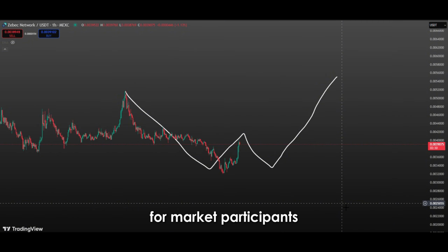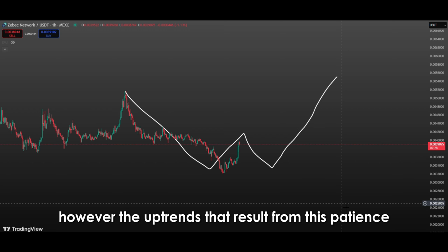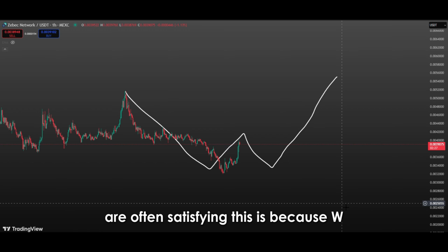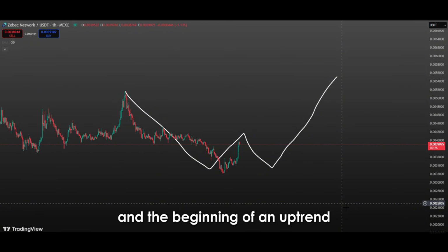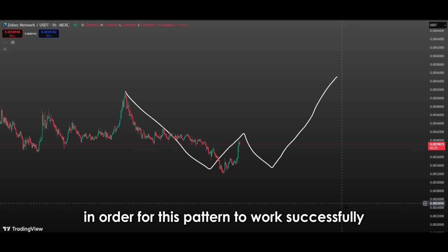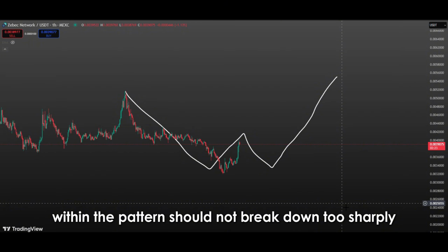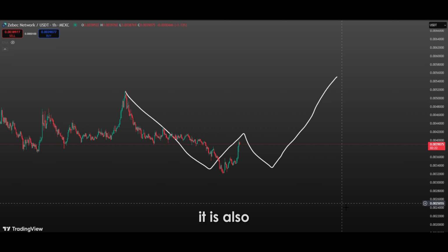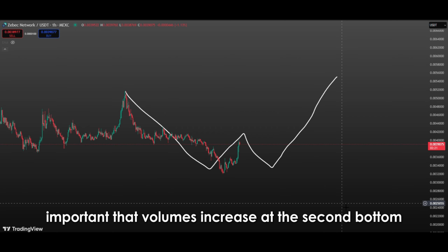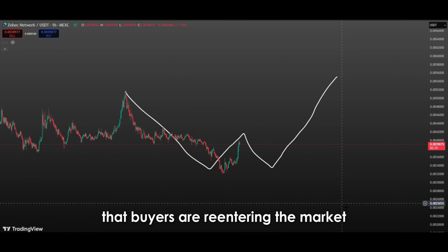For market participants, the formation of such patterns requires patience. However, the uptrends that result from this patience are often satisfying. This is because W patterns usually represent the end of a downtrend and the beginning of an uptrend. In order for this pattern to work successfully, the price should move within a certain equilibrium within the pattern, should not break down too sharply, and should receive strong reactions, especially from the second bottom. It is also important that volumes increase at the second bottom for this pattern to work properly. Increased volume indicates that buyers are re-entering the market and the pattern is strongly supported.